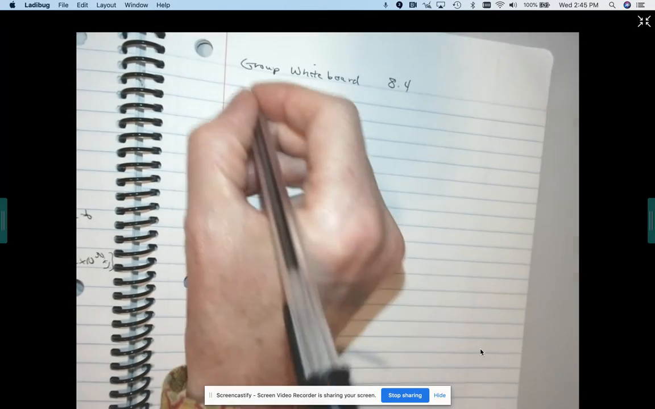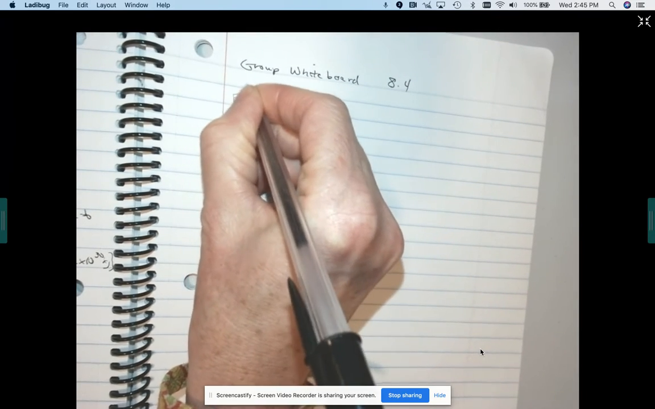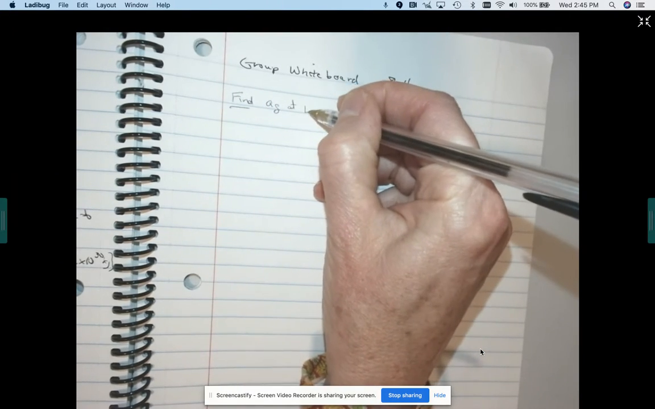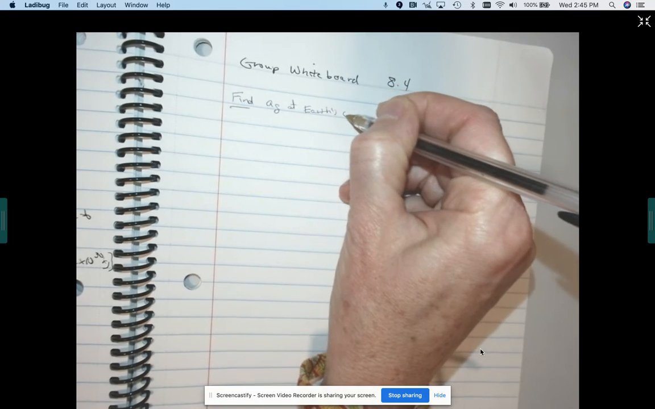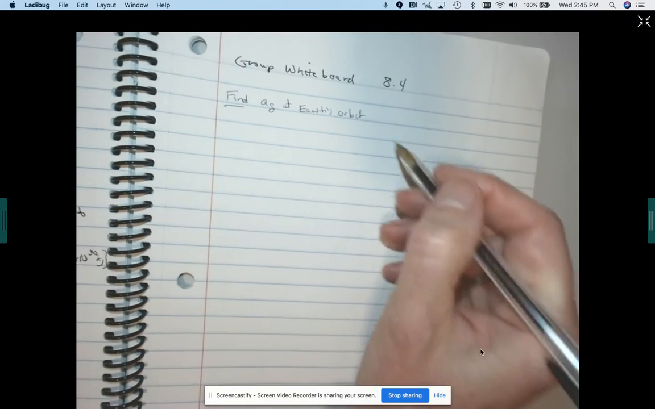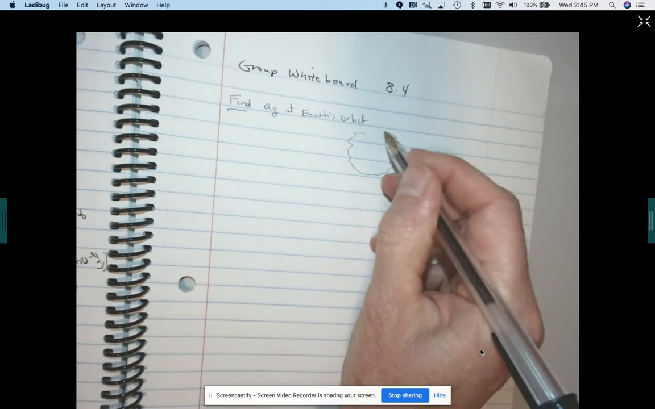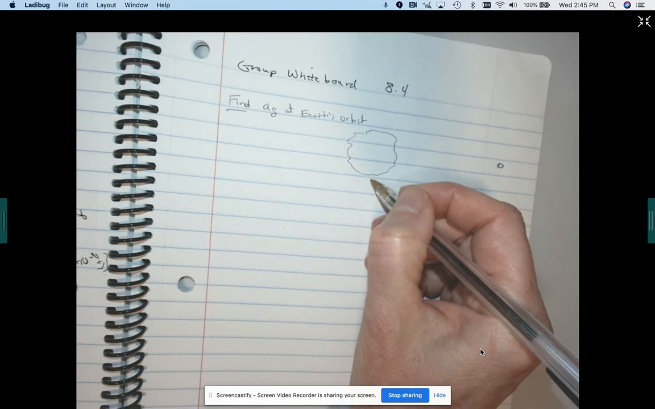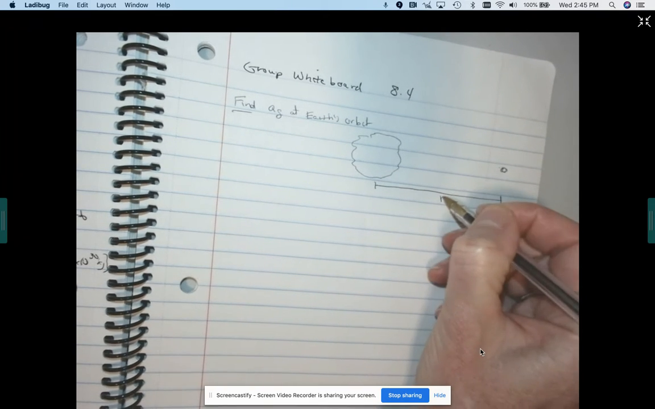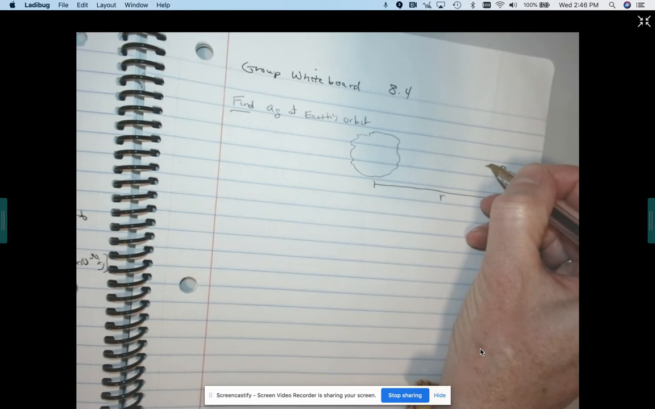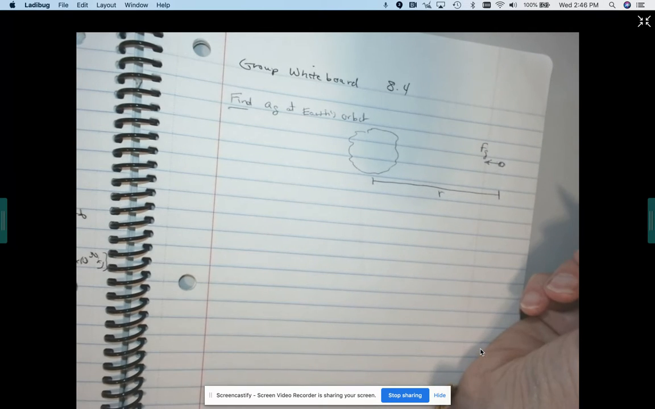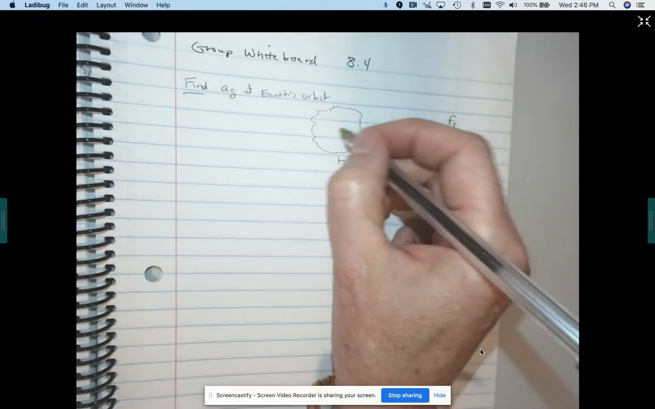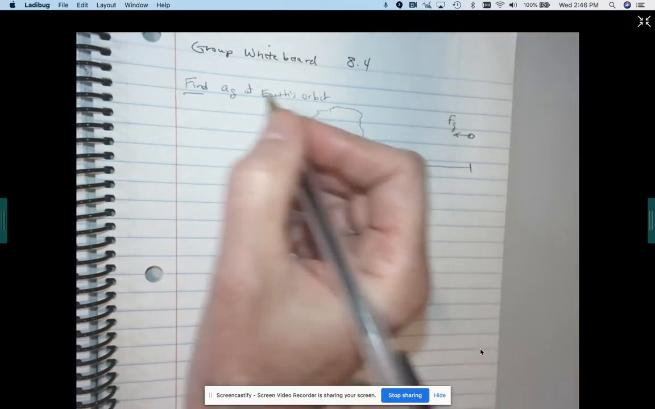Okay, so we want to find the acceleration due to gravity at Earth's orbit. So we have to draw the sun. It's a fiery ball, and we've got the Earth some distance very far away. We'll call that R. And the free body diagram actually is just one force acting on the Earth, the force of gravity, so it's the force of the sun on the Earth. And of course, the Earth has an equal and opposite force on the sun.